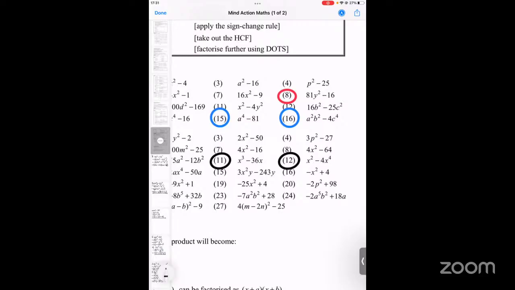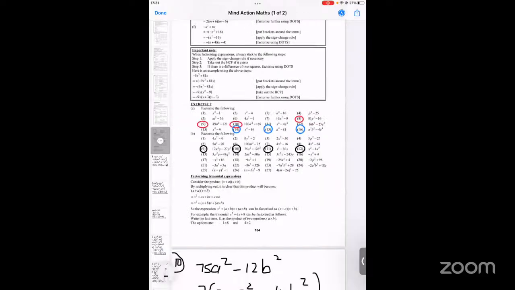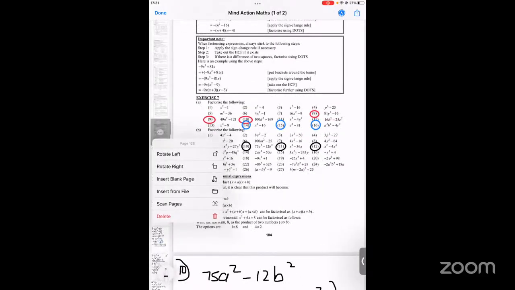I'm done, sir. Okay, then it's fine. Let me set a blank page and then you will start with the problem. Okay, the first problem, what was that number again? Number 11. What was the problem? x cubed minus 36x. Okay, how did you work it out?